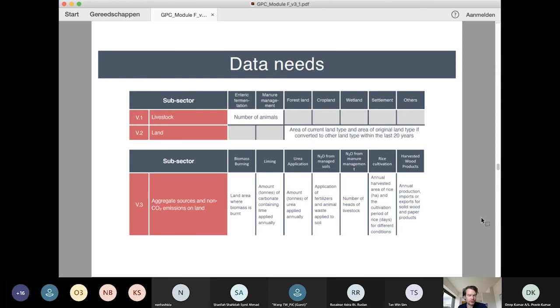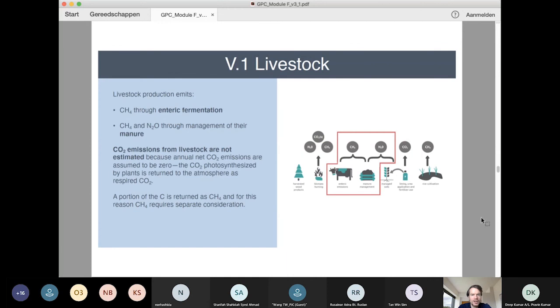For the practical later on today, we're going to be focusing on livestock on the top left column. But bear in mind, depending on the activity that's taking place in your city, that will guide what data you'll need to collect to estimate emissions. Okay, so let's go through each of those 3 categories in turn: livestock, land use, and aggregate sources.